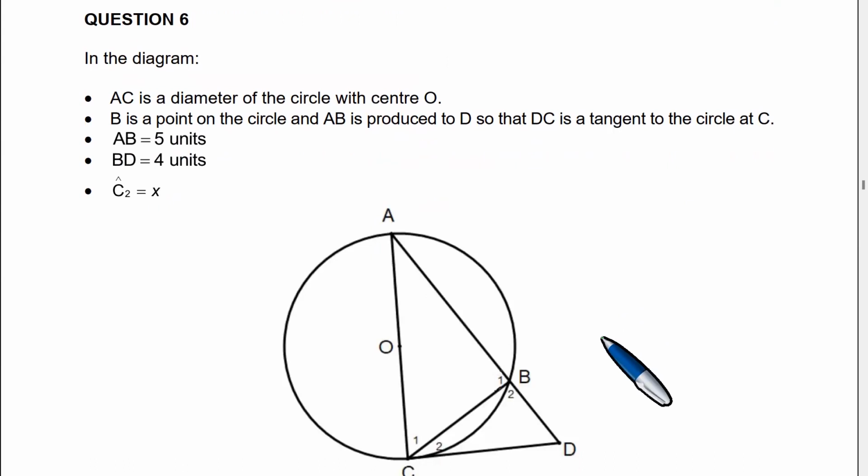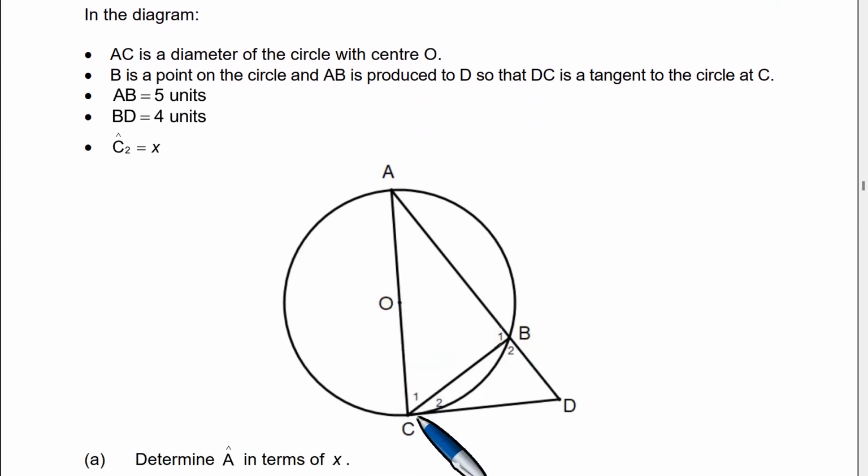So question 6. In the diagram, AC is the diameter of the circle with center O. B is a point on the circle, and AB is produced to D so that DC is a tangent to the circle at C. AB is 5 units, and BD is 4 units. You have that C2 is x, like so.